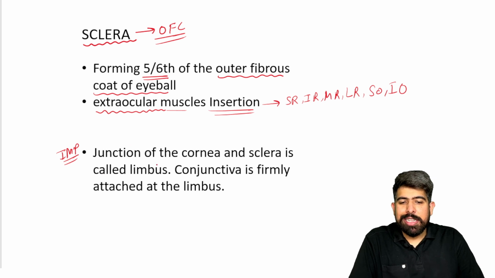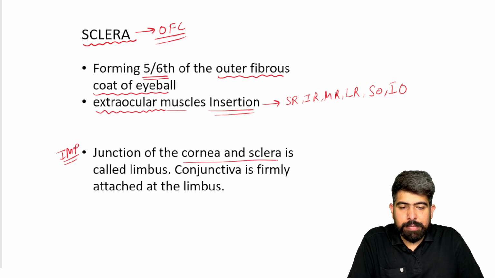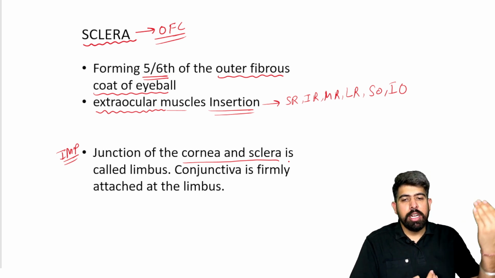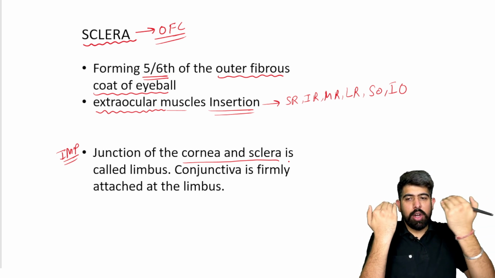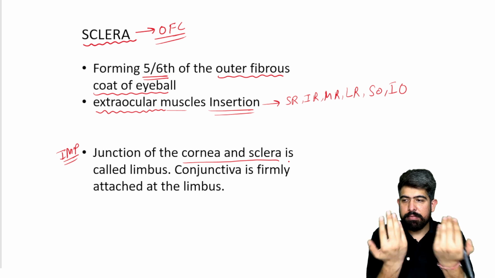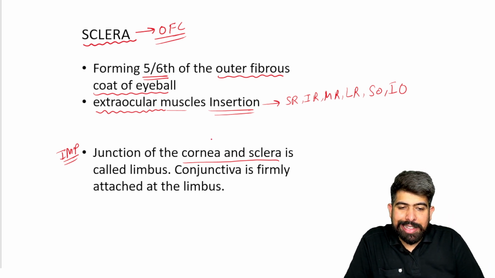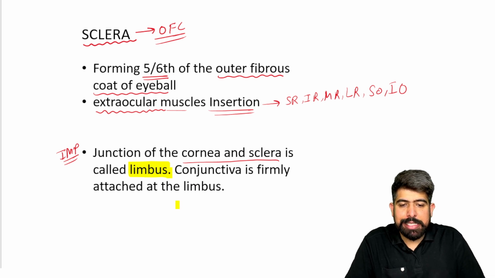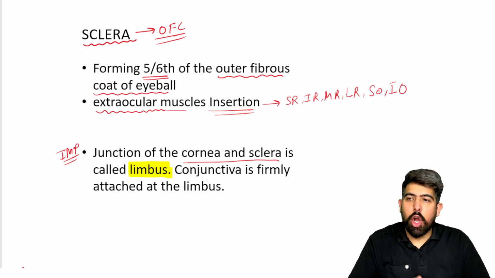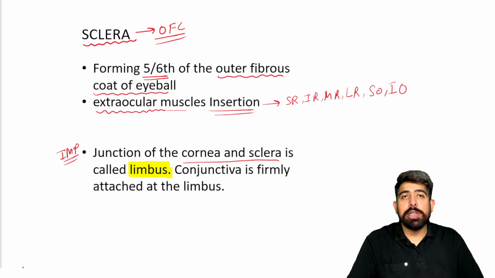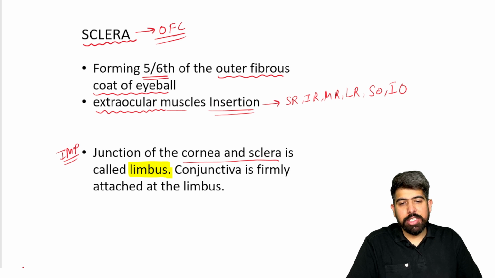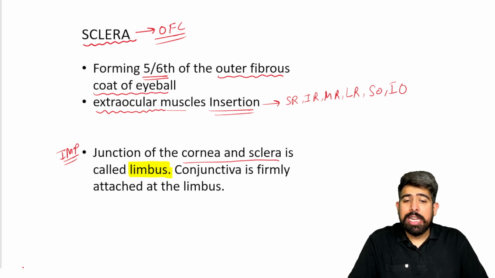Now, one important thing I want to tell you related to the sclera is the junction of the cornea and the sclera. As you already know, the outer fibrous coat has two layers, the cornea and the sclera. So they will surely meet at a junction, and this meeting junction is known as the limbus. Remember it. What is the meaning of limbus, guys? Yes, the corneoscleral junction, the junction between the cornea and the sclera, is known as the limbus.